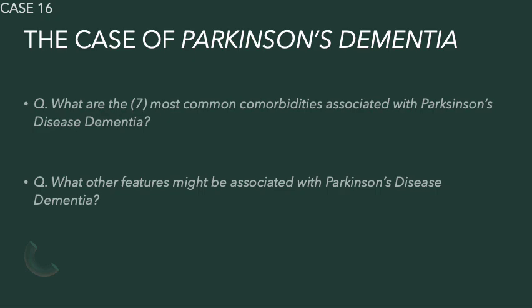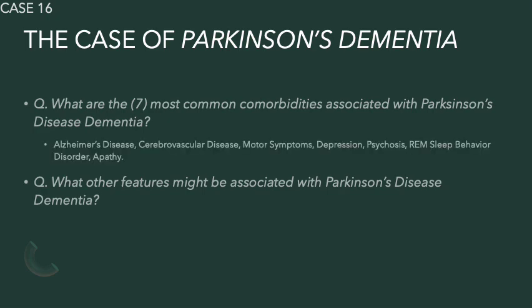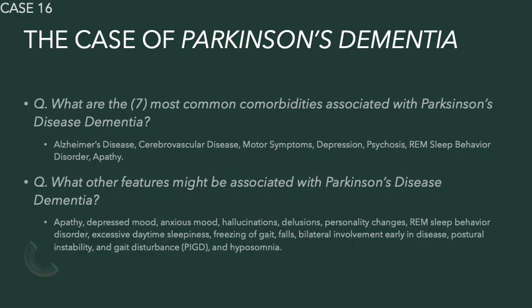So what are the 7 most common comorbidities associated with Parkinson's disease dementia? These are Alzheimer's disease, cerebrovascular disease, motor symptoms, depression, psychosis, REM sleep behavior disorder, and apathy. What other features might be associated with Parkinson's disease dementia? Apathy, depressed mood, anxious mood, hallucinations, delusions, personality changes, REM sleep behavior disorder, excessive daytime sleepiness, freezing of gait, falls, bilateral involvement early in disease, postural instability and gait disturbance, and hyposomnia.